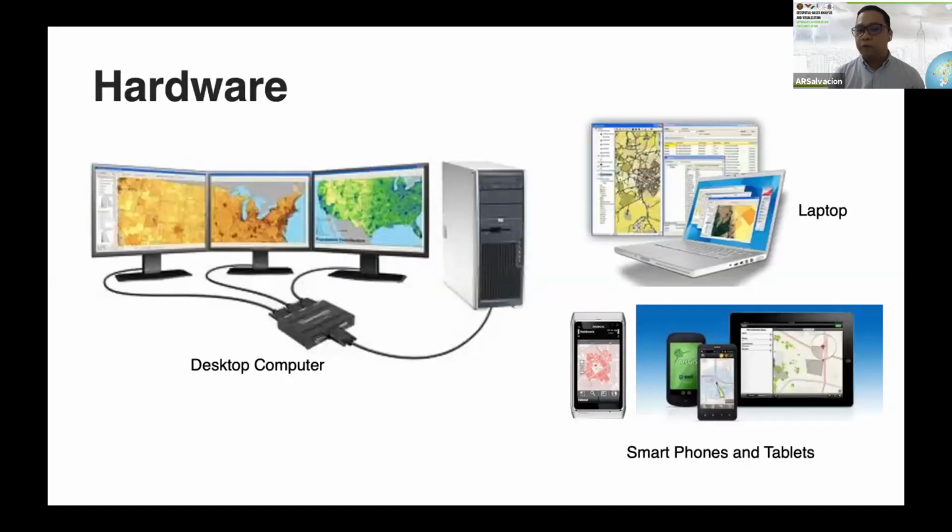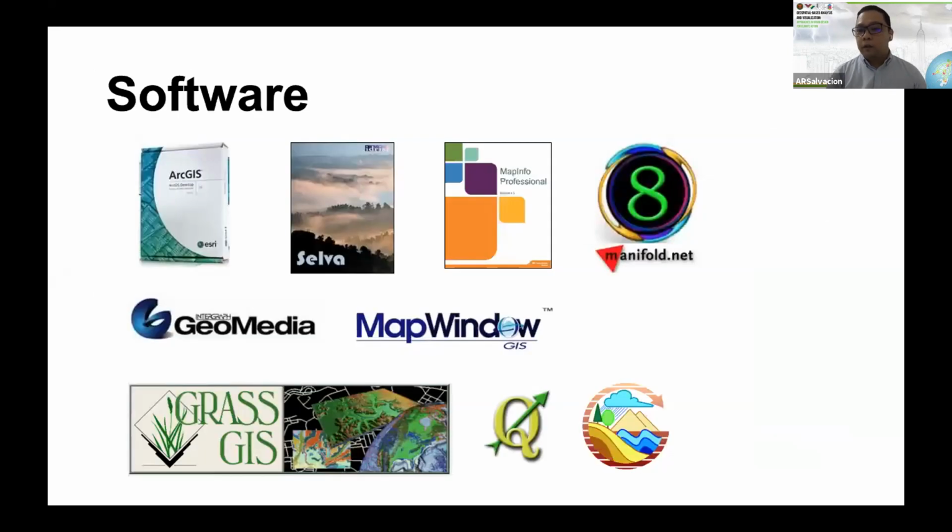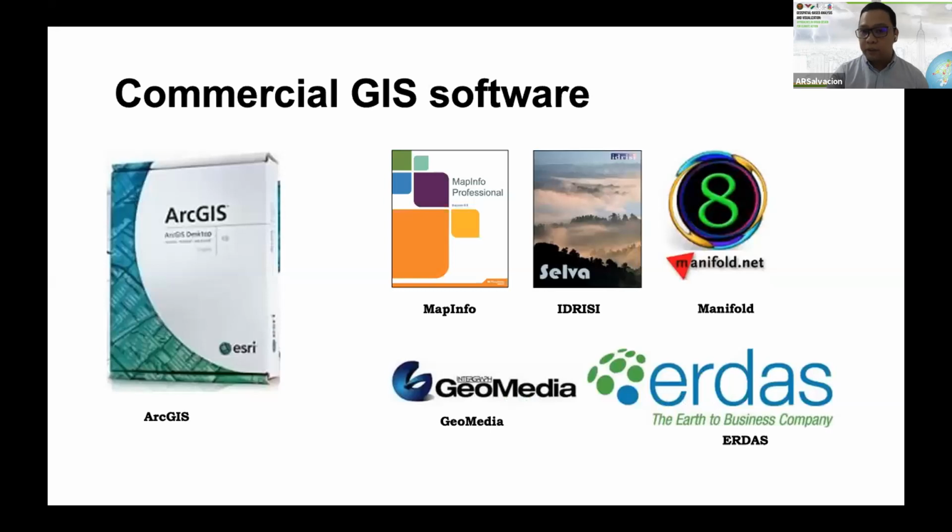Okay. For the hardware, of course, you have laptop, desktop, smartphones, and tablets. You could also do GIS on those. And then the software. There's a lot of software, and additional software coming in. But of course, there are commercial GIS software. These are the expensive ones. I think one of these could go as high as $10,000 for the licensing for a specific version. Then I don't know if every year you have to upgrade, you have to pay an additional $1,000, something like that.